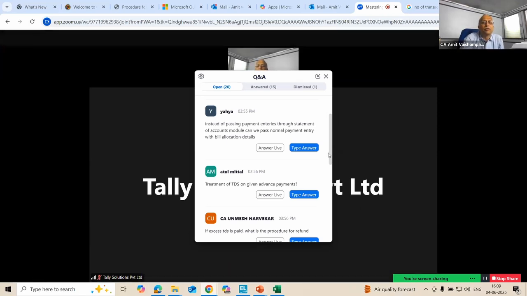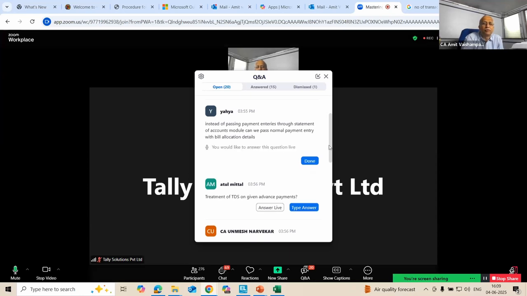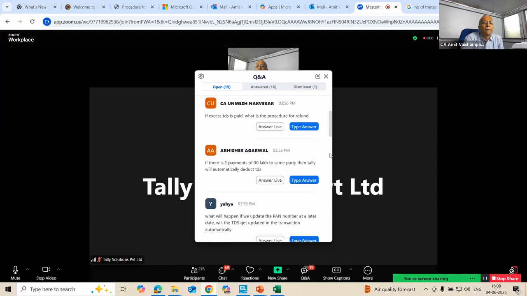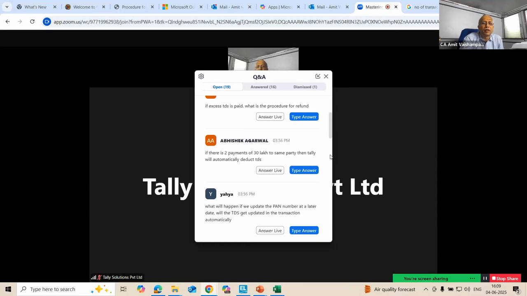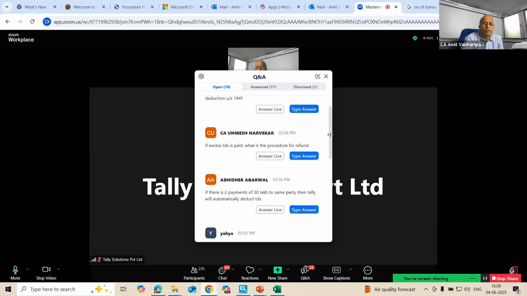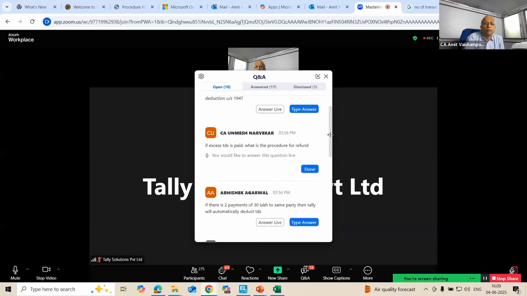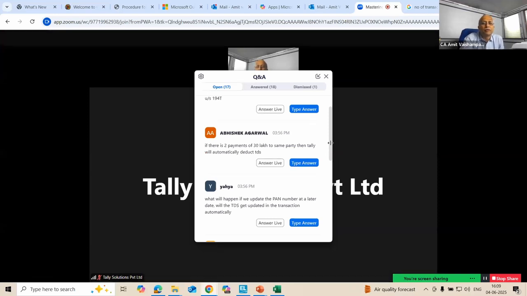Instead of passing payment entries through the settlement of accounts module, can we pass normal payment entries? Yes. Treatment of TDS on advance payment: yes, even TDS you can configure for advance payment as well. If excess TDS is paid, what is the procedure for refund? You will have to pass an accounting entry and adjust it at TDS. Once we see the TDS screen, we will be able to see how the system helps you there. If there are two payments of 30 lakhs to the same party, then Tally will automatically deduct TDS. Yes, it will deduct TDS. It understands to that extent.